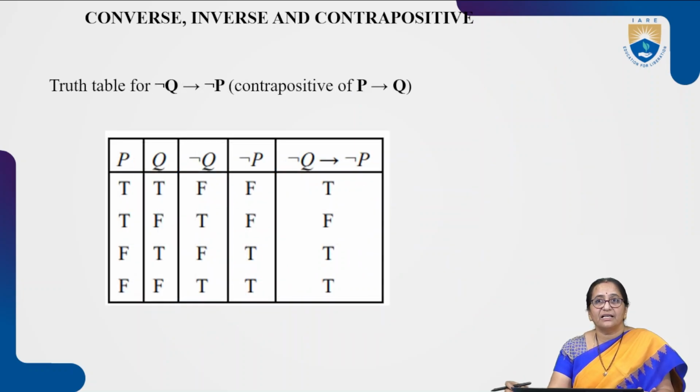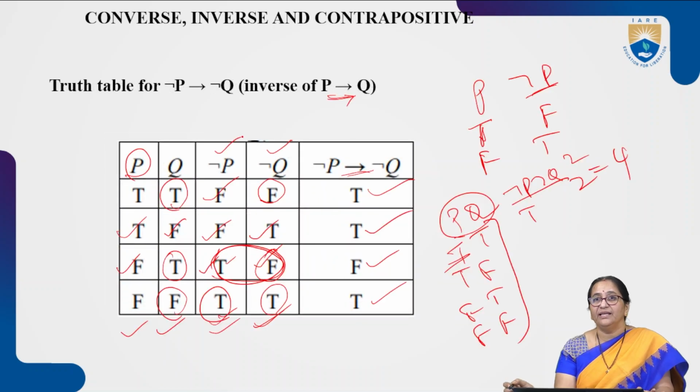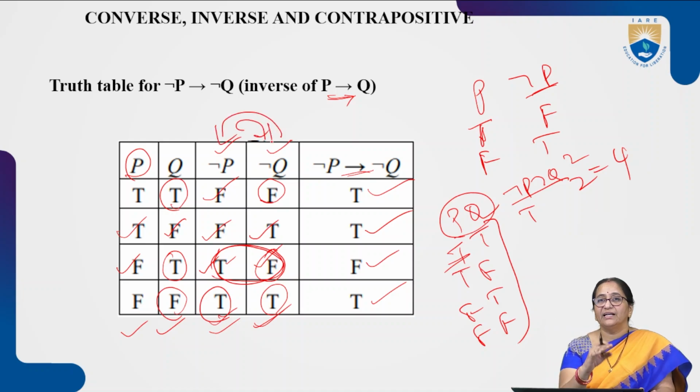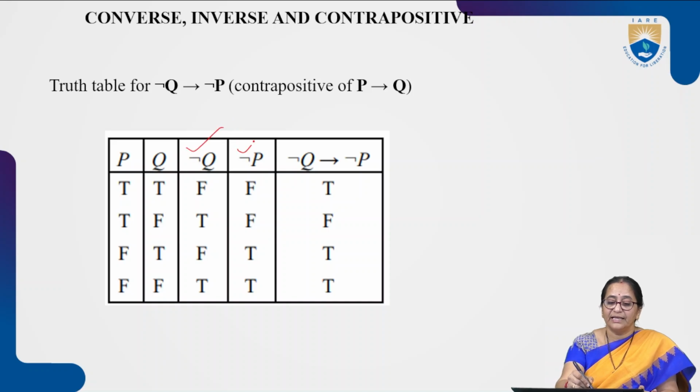Next one is the contrapositive. The contrapositive of P to Q is negation Q to negation P. Just we know how we can complete negation Q and negation P. Okay, we are just changing the locations. We are flipping: in place of negation P we put negation Q, and negation Q in its place we replace with negation P. Like that in this table. P to Q, this is the negation Q and negation P.